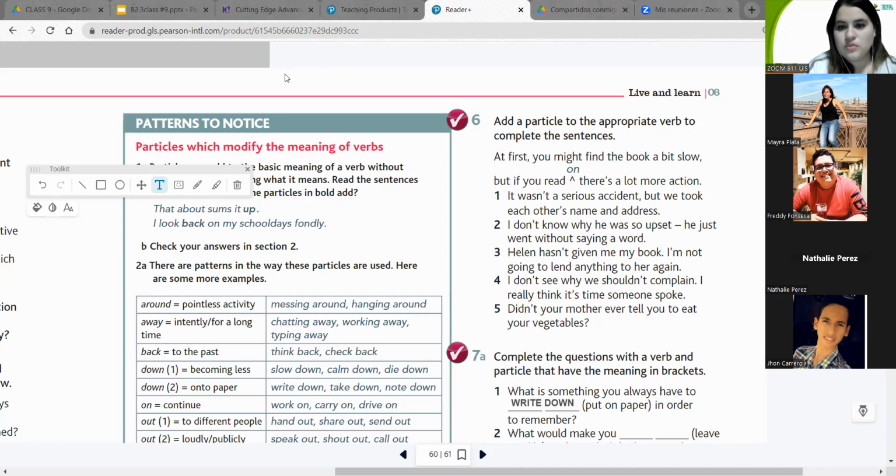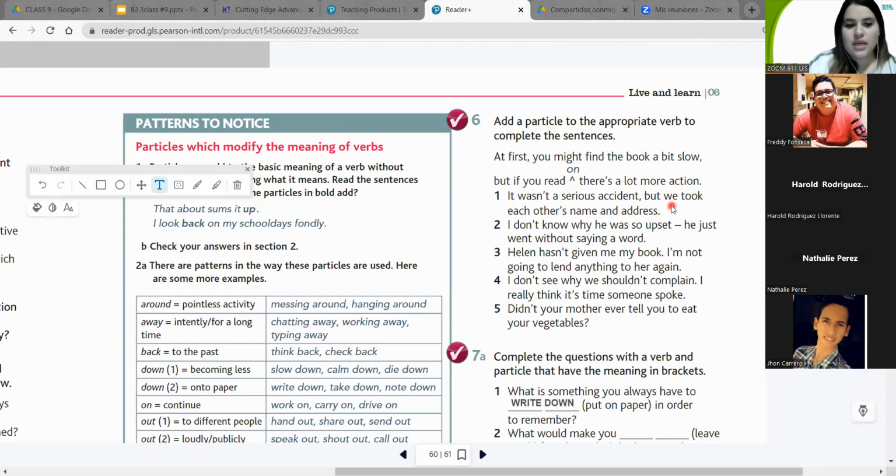Sorry, at a particle, that part? No, I'll show you. Let me get the spotlight. This first exercise. It wasn't a serious accident, but we took each other's name and address. Okay. Thank you very much, John. So what was the particle that you guys added in this first sentence? Up. We took up. Take out. No, each other's name and address.